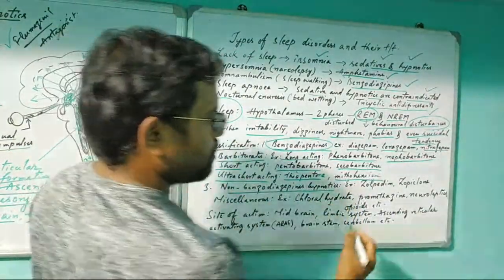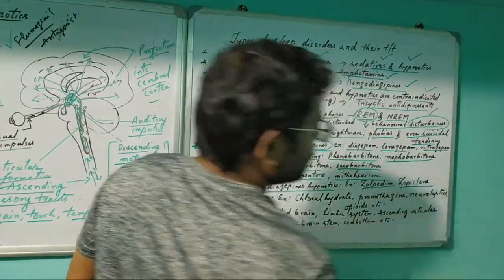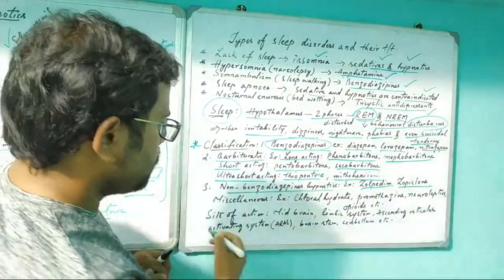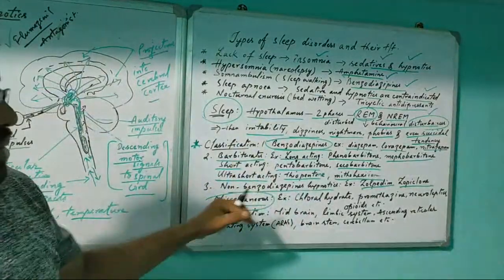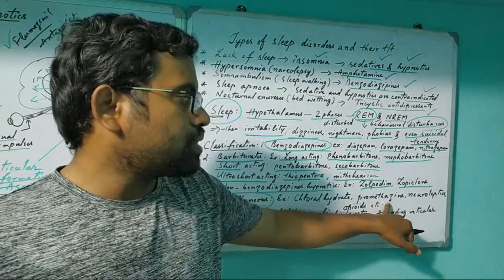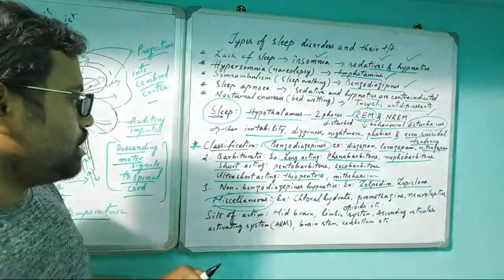For this one, zolpidem and zopiclone. So these are the drugs. Then miscellaneous, meaning it does not come under any category, that's why miscellaneous. Examples: chloral hydrate, promethazine, and neuroleptics. So these are the drugs.